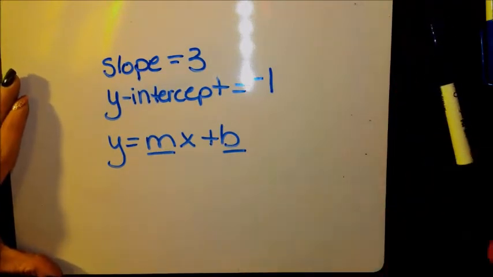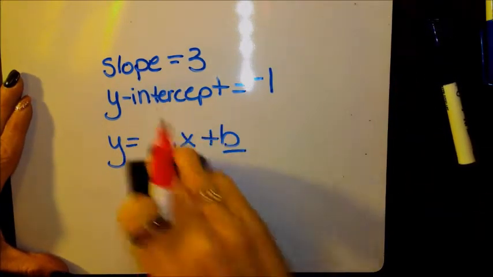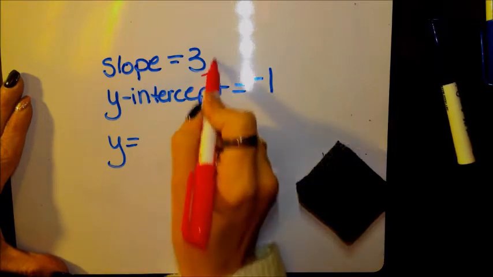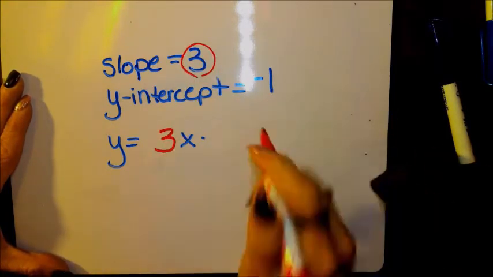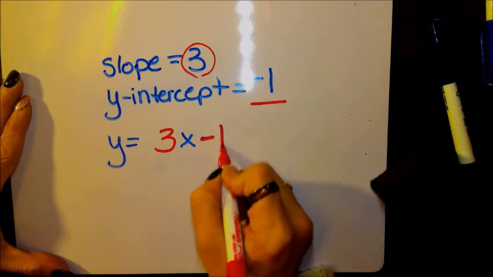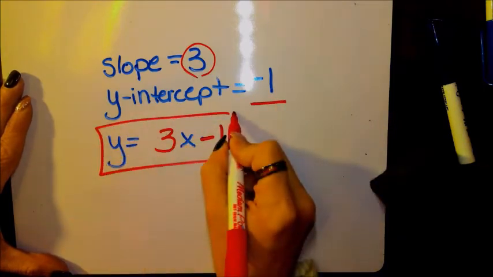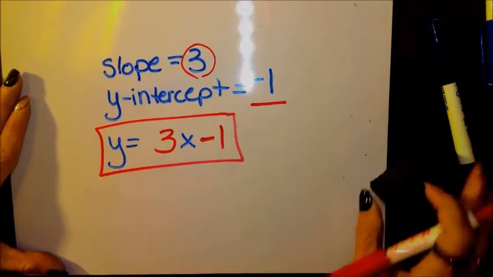Alright, so I'm just going to plug and chug. Where the m is, I'm going to put my slope, which is 3. And where the b is, I'm going to plug in my y-intercept, which is -1. That is the equation of that line. It's that easy.